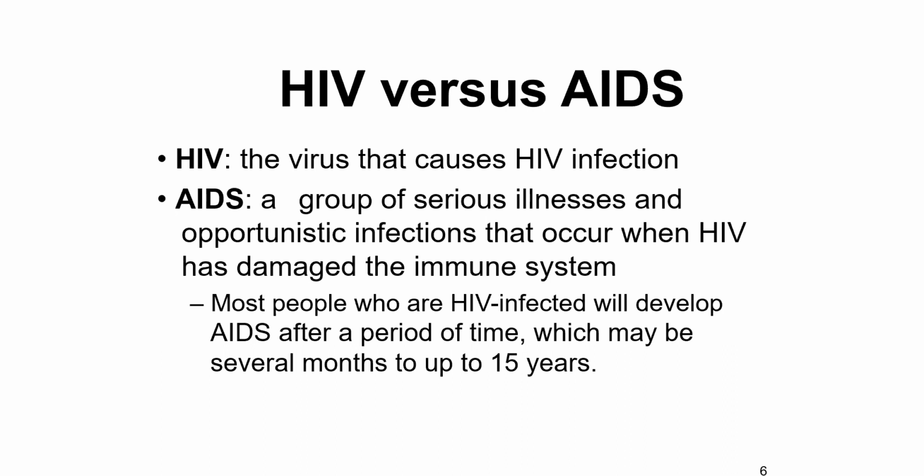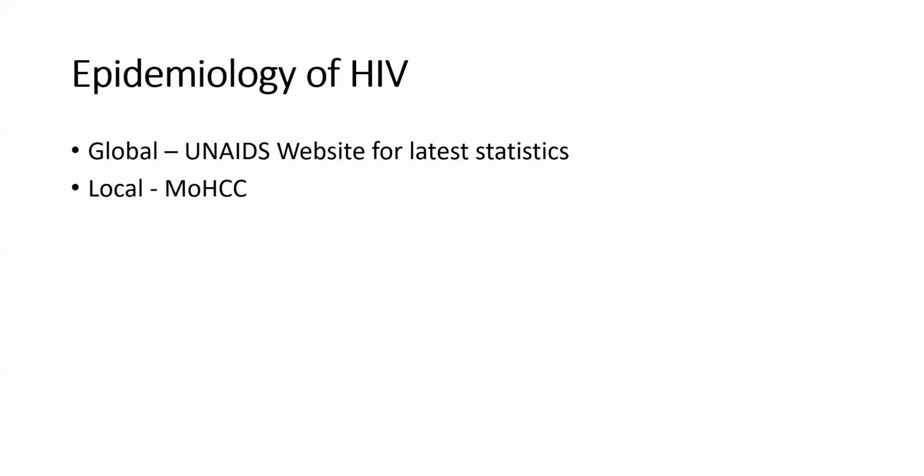For most people who acquire HIV infection, they don't progress to AIDS quickly, and some can take time, even up to 15 years, to develop AIDS. But usually, there are several factors which influence how people progress from HIV infection to AIDS.